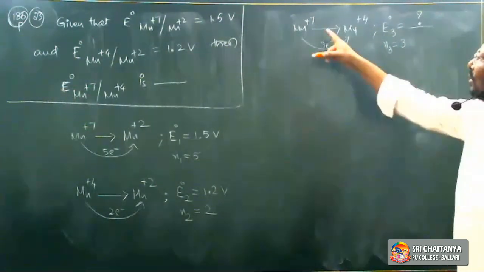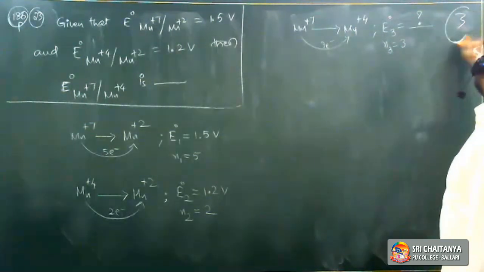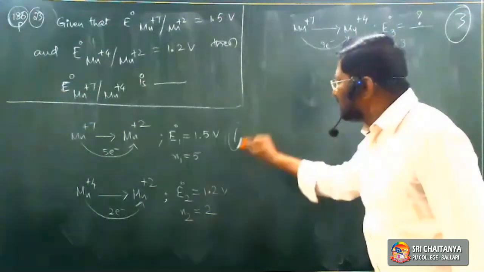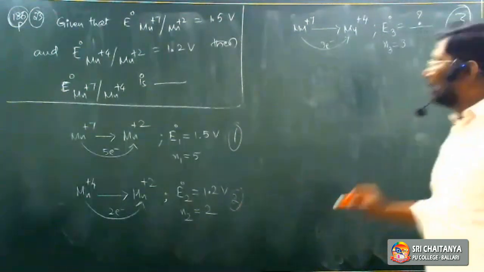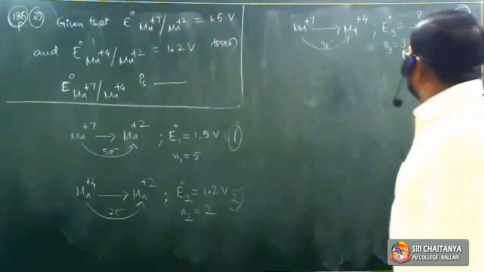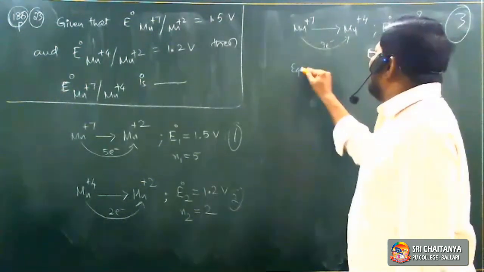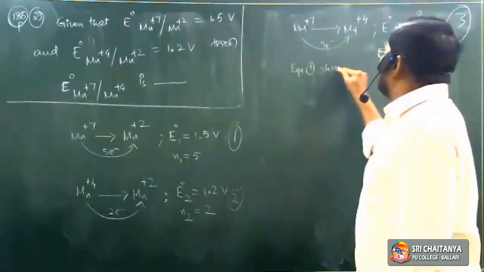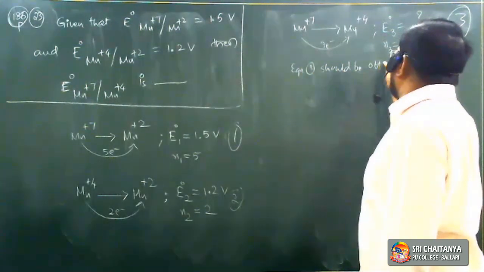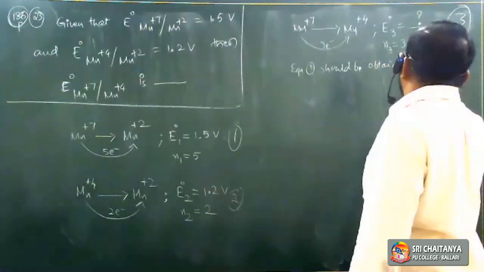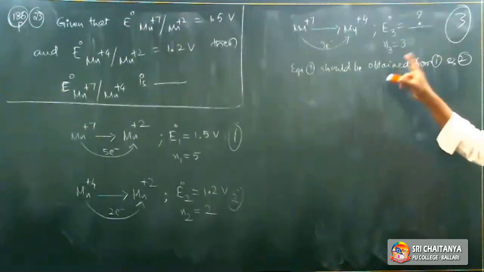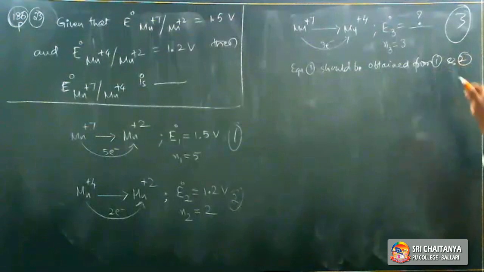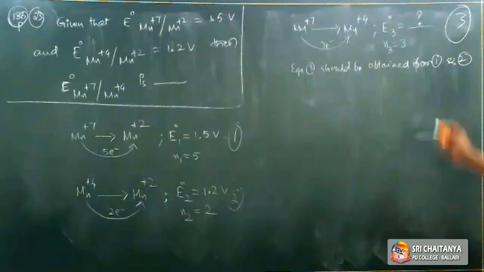Now see, this is equation 3, this is equation 2, this is equation 1. So remember, equation 3 should be obtained from 1 and 2. I am saying 1 and 2. Let us see now, 1 and 2.